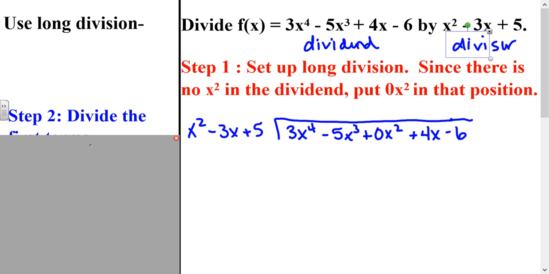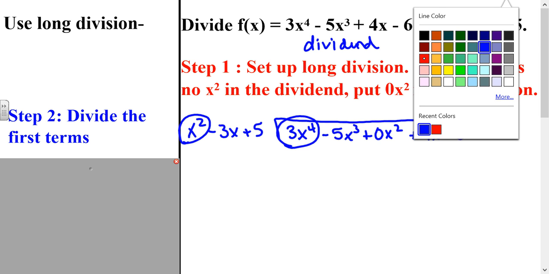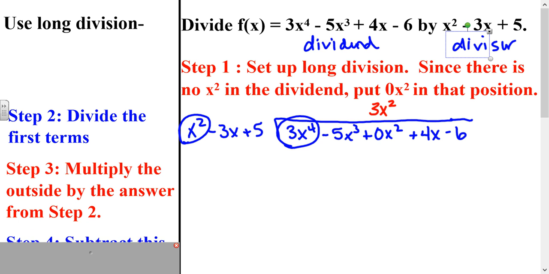Okay, so the next step is to divide the first terms. So we're going to take 3x to the fourth divided by x squared. So 3x to the fourth divided by x squared is 3x squared. And so I'm going to write that above the x squared. You don't have to do this necessarily, but it helps you kind of know when you're finished with the problem. So if I take 3x to the fourth divided by x squared, I would have x squared left over. And then what I do is I multiply that answer, 3x squared, by the entire outside.